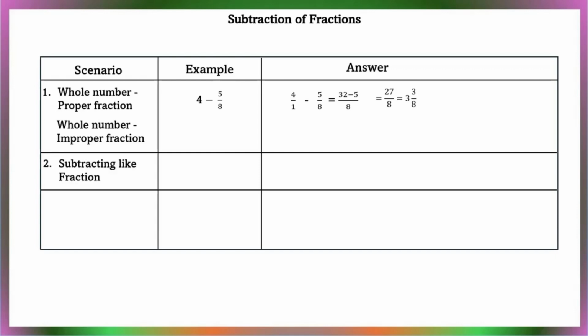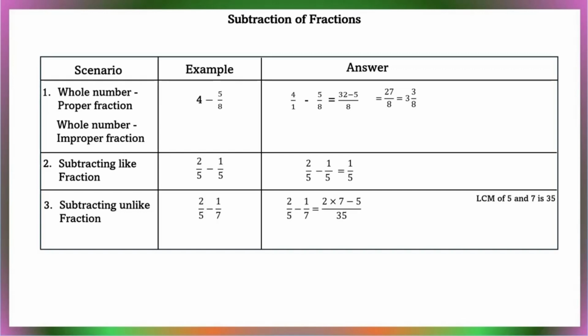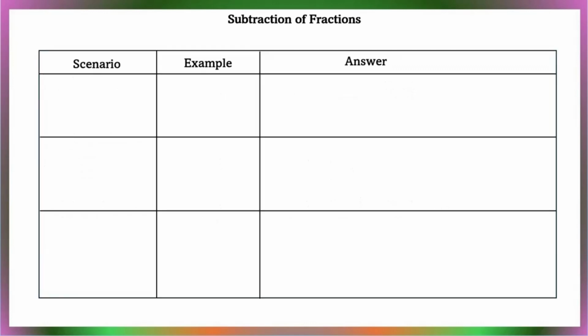Scenario 2. Subtracting like fractions. When we subtract like fractions, we simply subtract the numerators and keep the denominators the same. Scenario 3. Subtracting unlike fractions. Find the LCM of the denominators to make the fraction have a common denominator. After that, subtract the fractions and simplify or convert it into mixed fractions if needed.